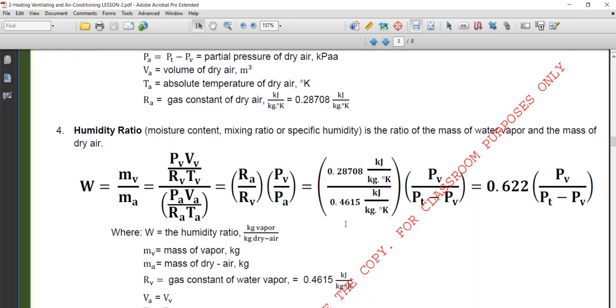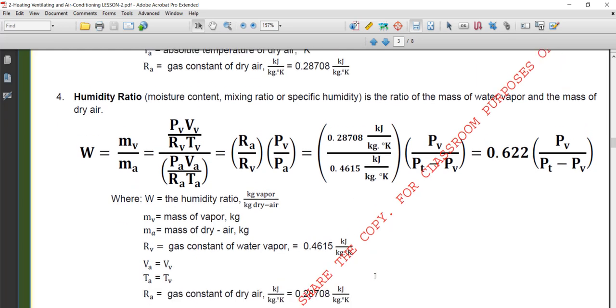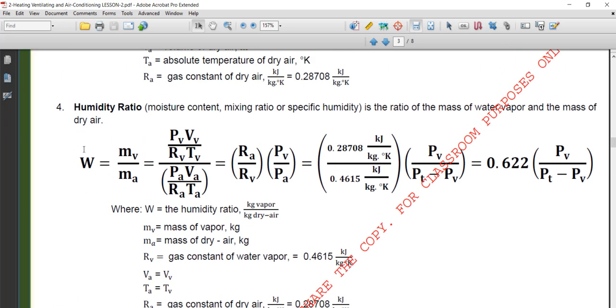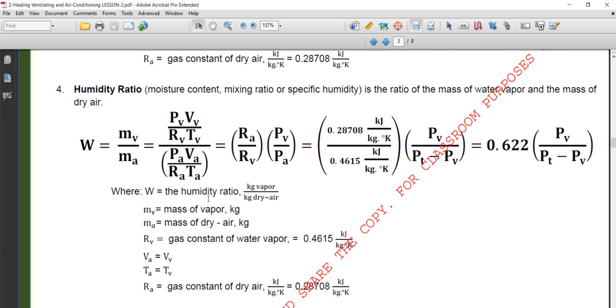Then let's go to humidity, so that is the moisture content. Mixing ratio or specific humidity is the ratio of the mass of water vapor to the mass of dry air. So we have the symbol here, W, which is equal to the mass of the vapor divided by the mass of air. Then we can expand the equation using PV = mRT for the vapor and for the air. Then cancel out what is common, then finally we have arrived at this one.